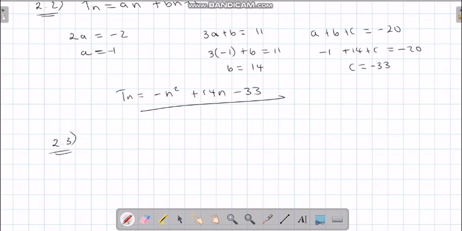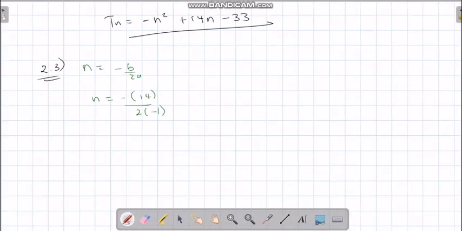So how to do that question? 2.3, we need this formula: n is equal to negative b over 2a. Therefore, n is equal to, substitute, 14 over 2 into negative 1. Therefore, our n is equal to 7.